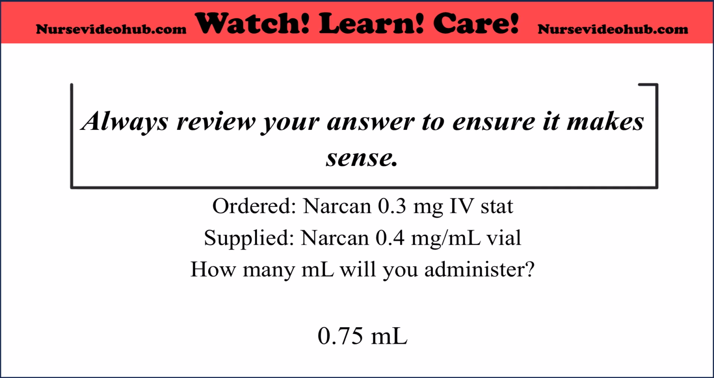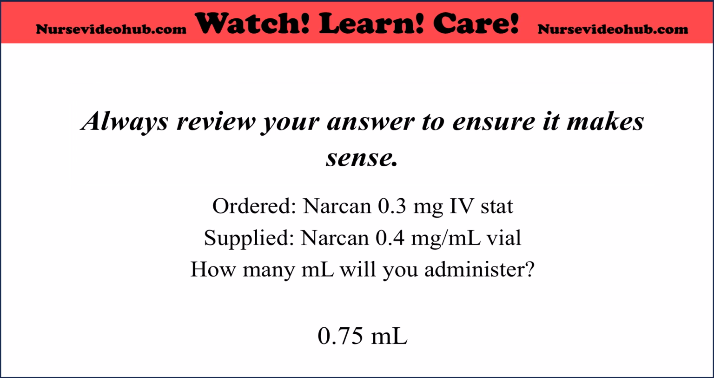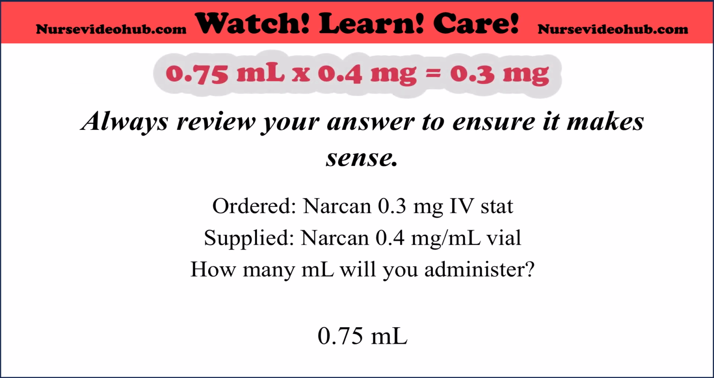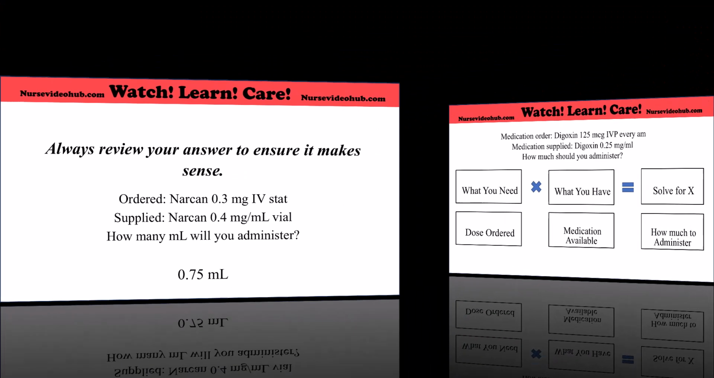Always review your answer to make sure it makes sense. The reverse method is to multiply 0.75 milliliters, the amount to be administered, by 0.4 milligrams per milliliter, the concentration available, which equals 0.3 milligrams, the prescribed dose.